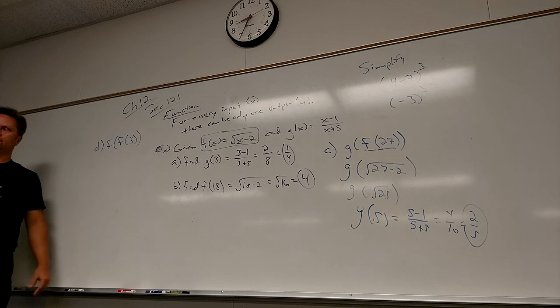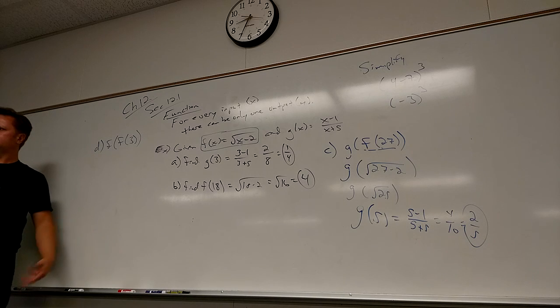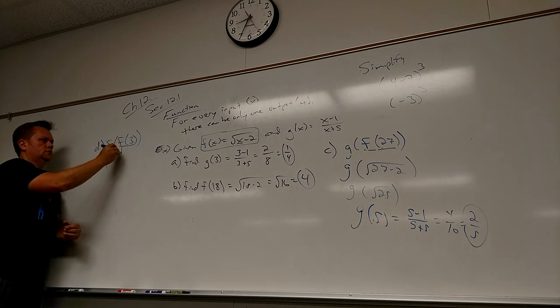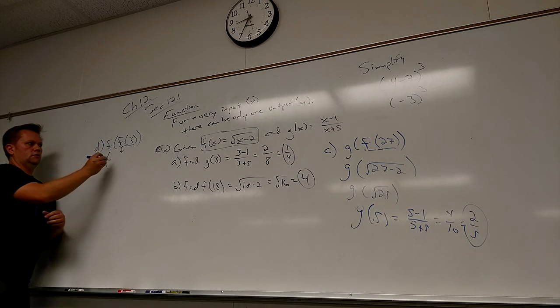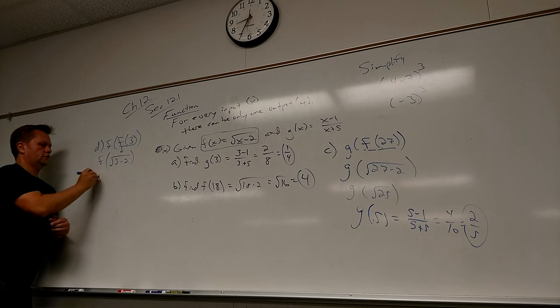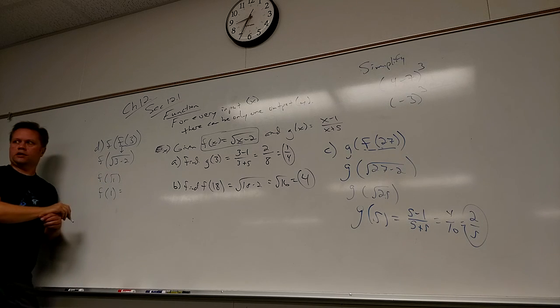What do you have to figure out first? Got to figure out what f of 3 is. I just happen to be using the same function twice. It's not that big of a deal. So what does this become here? Square root of 3 minus 2, I like it. So square root of 1, which is 1. So what's the f of 1? How do you do that?